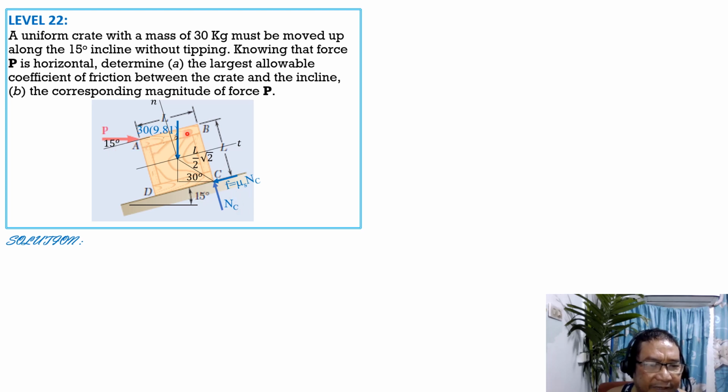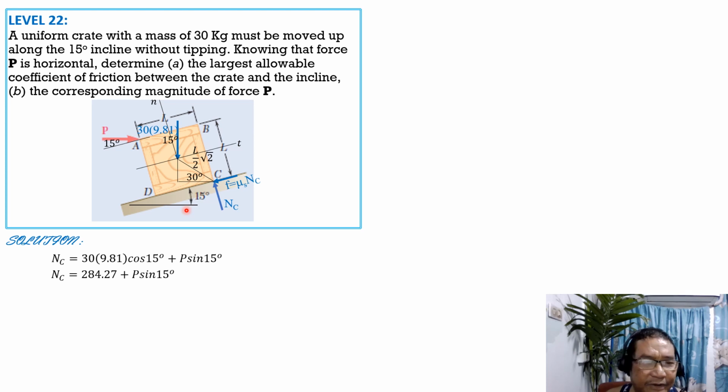So this is also 15 degrees and this is also 15 degrees. So summation forces normal equals 0. N sub C equals 30 times 9.81 cosine of 15 degrees plus P sine of 15 degrees, the normal component of P. So simplifying, N sub C is equal to 284.27 plus P sine of 15 degrees.